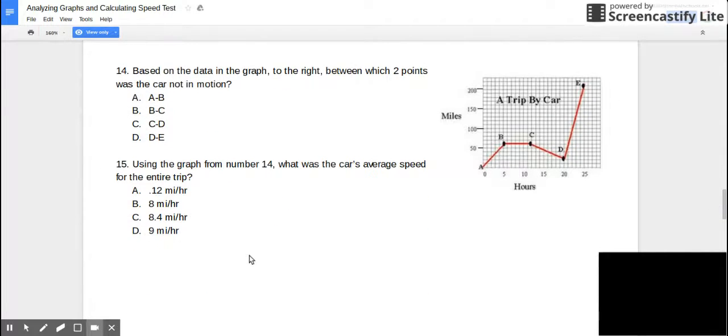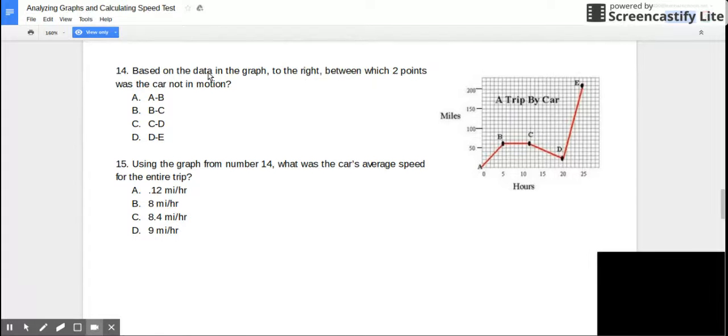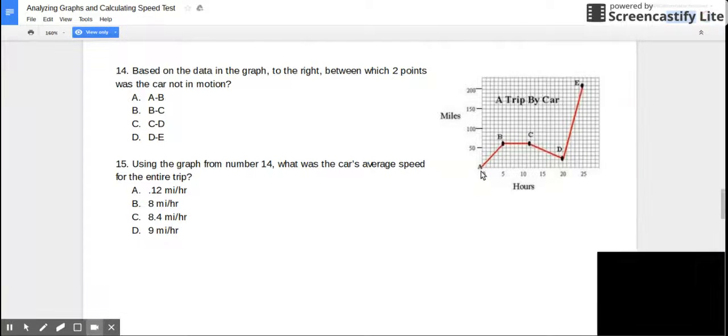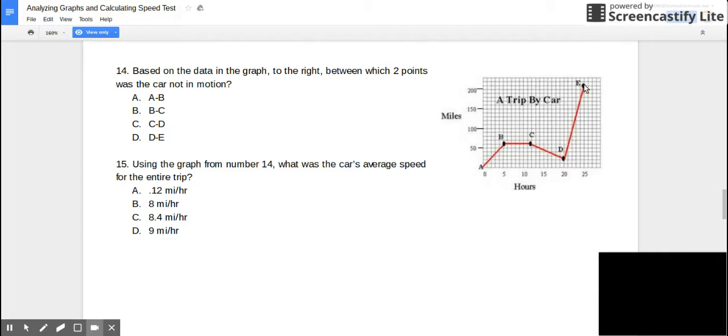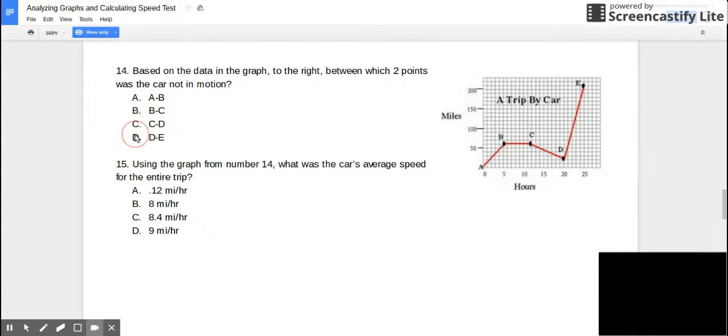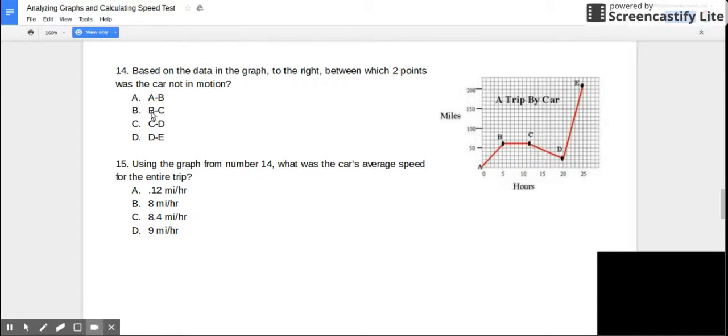Almost done. Number 14. Based on the data in the graph to the right, which 2 points was the car not in motion? So you're going to look at this graph right here, and there's points A, B, C, D, and E. Now it says between 2 of the points, it wasn't moving. So is it point A to B, or is it point B to point C to point D, or point D to point E?